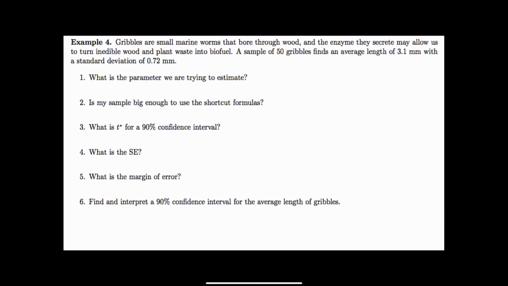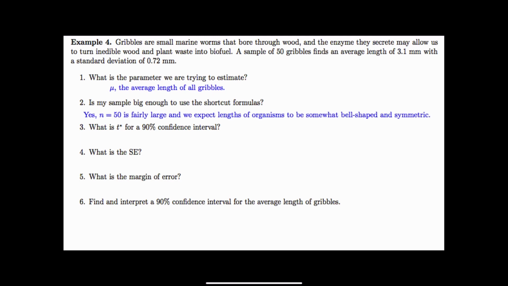Okay, let's try this example about gribbles. These are a real animal. So go ahead and read that and just pause the video. So what's the parameter we're trying to estimate here? Well, I think we want to know about all the gribbles, and we want to know about their average length. So mu will be our parameter. Do we have at least 30? Yes, we have 50. Not only that, but the lengths of organisms tend to be pretty bell-shaped and symmetric. Anyway, so we're good there.